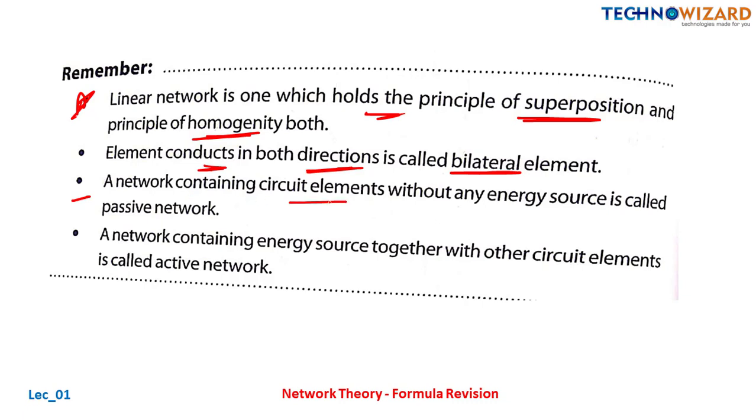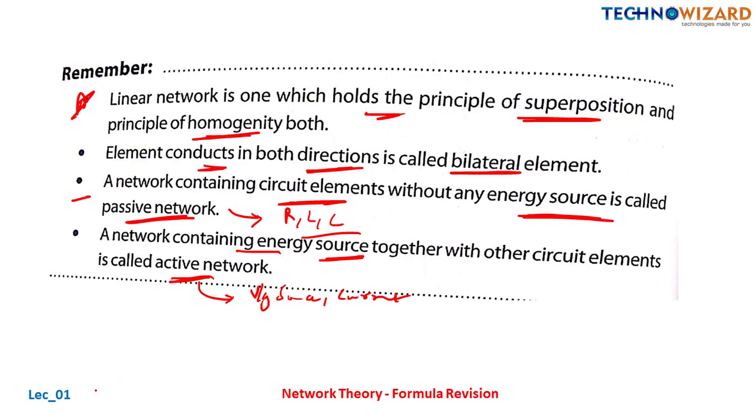Third one, a network containing circuit elements without any energy source is known as a passive network. Passive networks are those elements which don't have their own energy, or you can say they work as a sink. Like R, L, C are the passive elements. Now, a network containing elements which work as an energy source is called an active network. First is the voltage source and second is the current source.